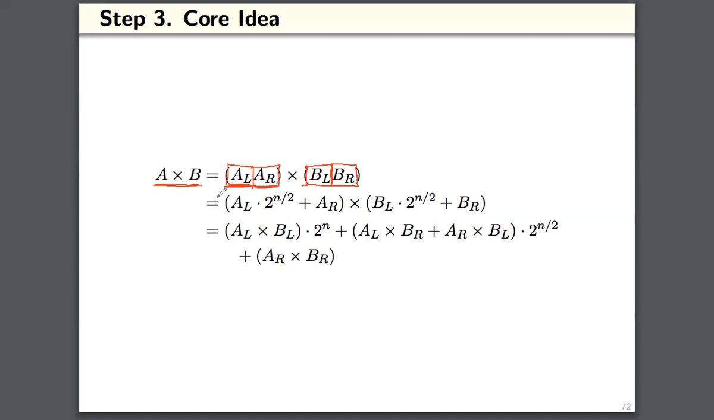Okay, now let's expand it. You can write this as, consider 1011. So 10 will be AL, 11 will be AR. I mean, we will see an example later, but just remember this. Okay, next. This can be written as AL times 2 power n by 2 plus AR. Why is that? Think about 1011. 1011 can be written as 10 times 2 power, so what is the size of this? 4. So 4 by 2, plus 11.